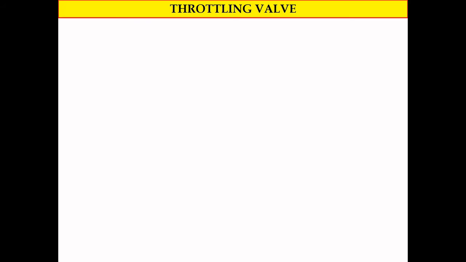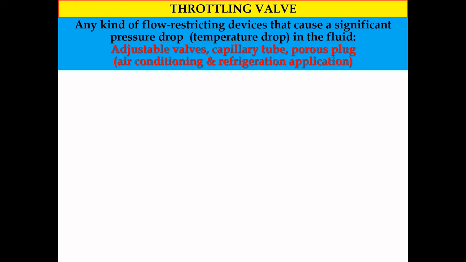Okay, for part number 6, we will discuss the throttling valve. What is a throttling valve? A throttling valve is any kind of flow restricting device that causes a significant pressure drop or temperature drop in the fluid. For example, an adjustable valve, capillary tube, or porous plug, normally used for air conditioning and also refrigeration applications.